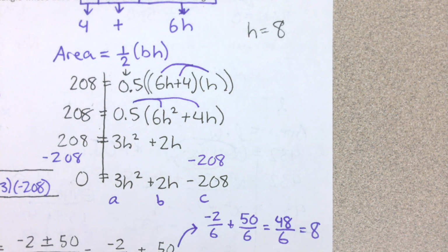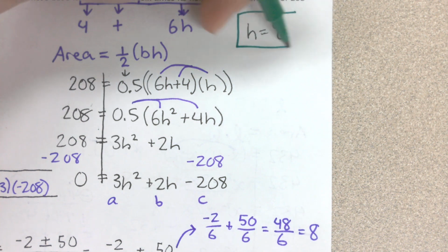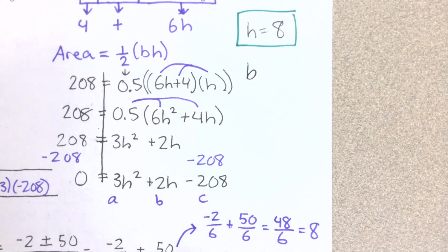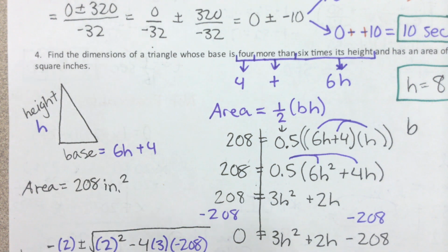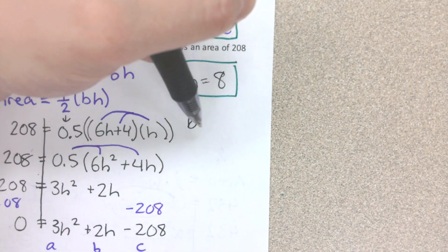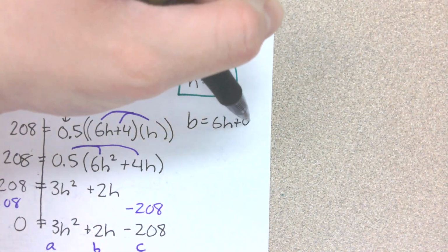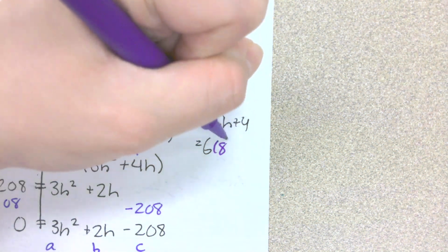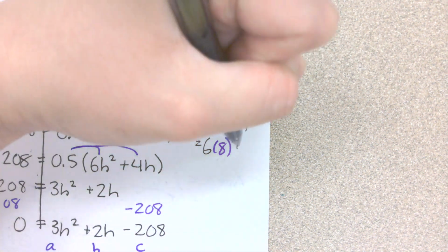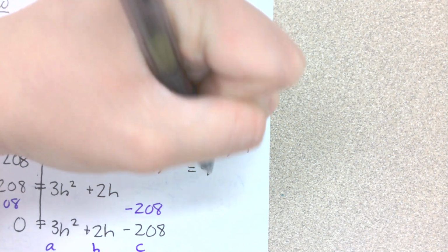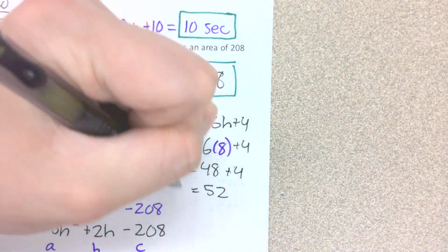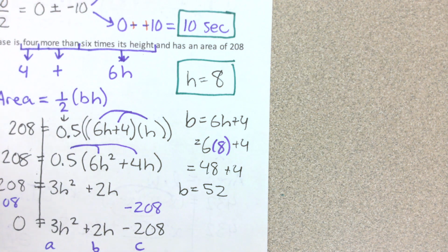And we still have to find B real quick. B, we wrote over here, is 6H plus 4. 6 times 8 plus 4. 48 plus 4, which is 52. So B is 52, and that is in inches.